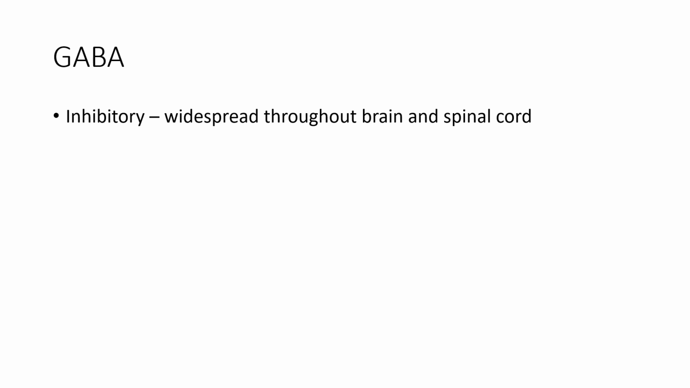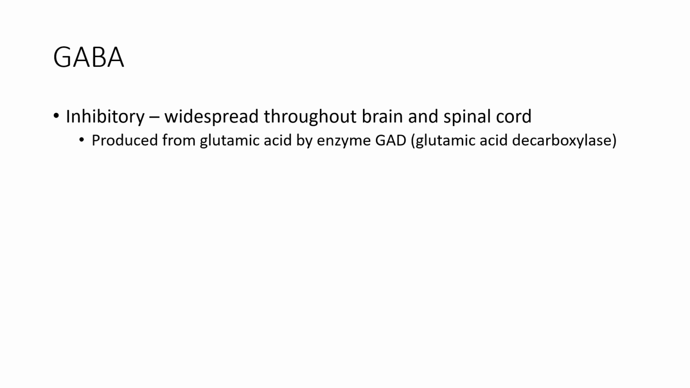Now let's take a look at the other neurotransmitter that I mentioned earlier, GABA. GABA is, in contrast to glutamate, inhibitory. So this is going to be more of that calming reaction in the body. It is very widespread in your CNS, through your brain and your spinal cord. It is produced from glutamic acid by the enzyme GAD for short, or glutamic acid decarboxylase.